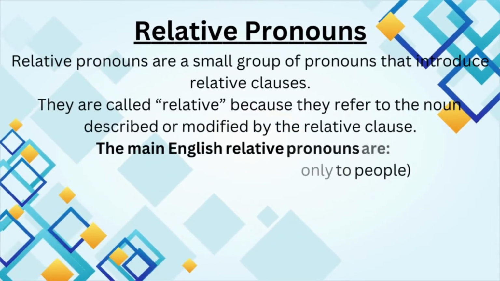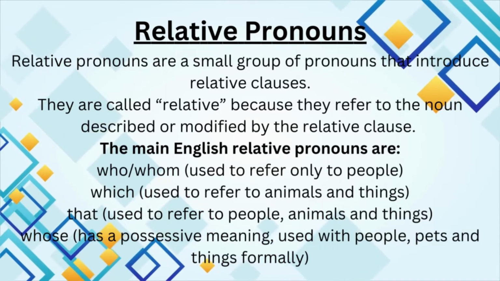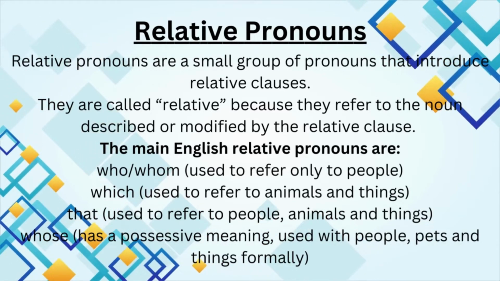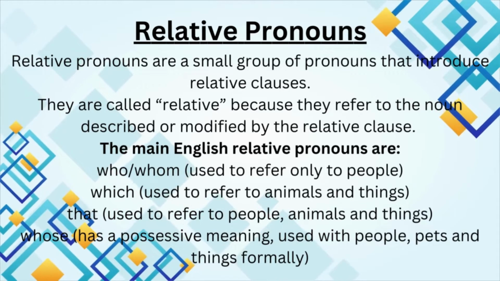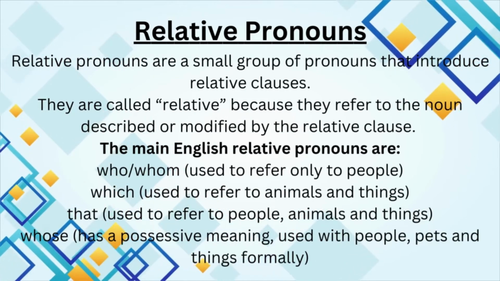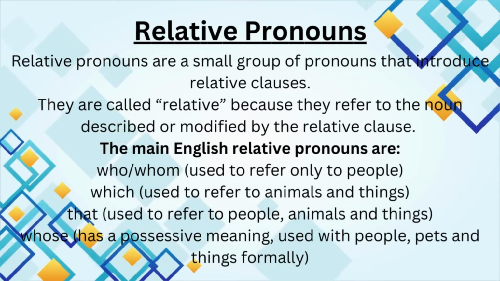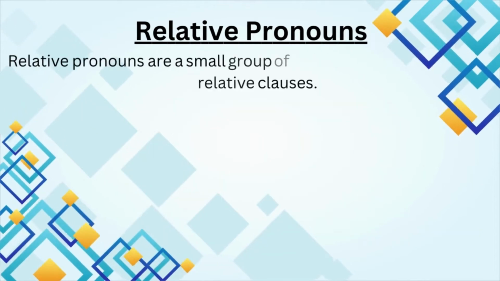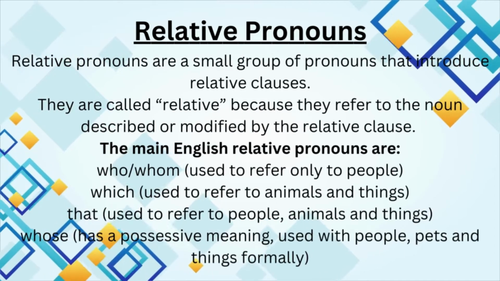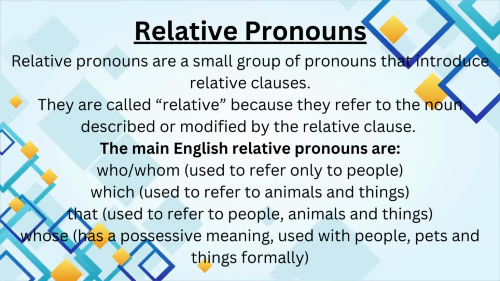So I am going to give you examples of relative pronouns. Whom or who is used to refer to people, which is used for animals and things. That is used for people, animals, and things. Whose is used for possessive things, meaning used with people, pets, and things.